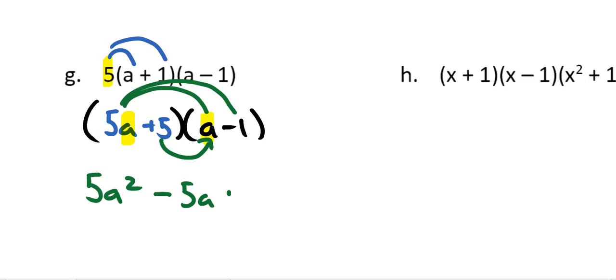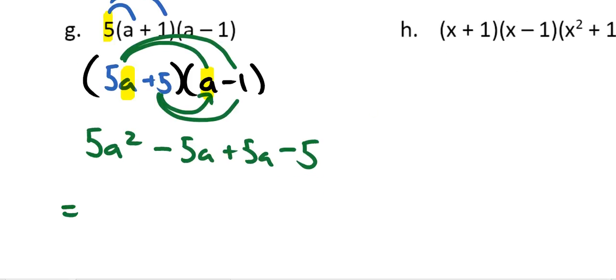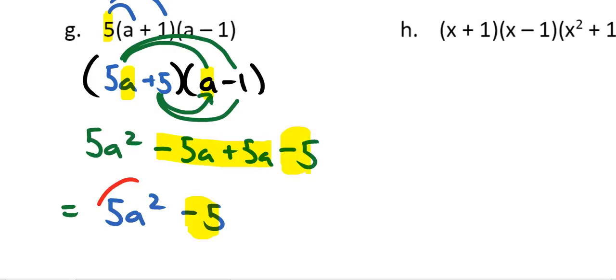The inside term, that's going to be positive 5a, and then 5 times negative 1 is negative 5. And then you can see that the middle terms here, negative 5a plus 5a, will cancel out. So your final answer will be 5a squared minus 5. And this minus 5 is just this last 5 there. Okay, so there's your answer for that one.